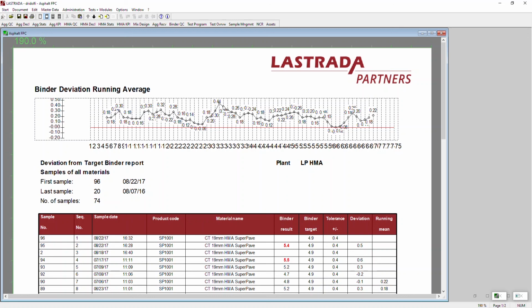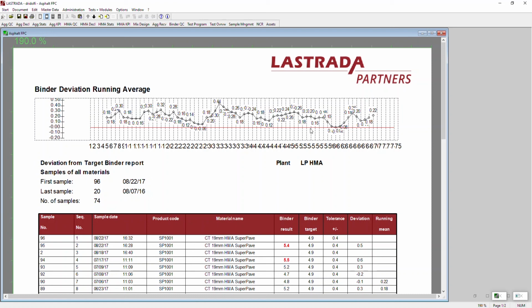So when I look at this 0.44 value here, that means there are 4 tests that average 0.44 above the target. And only at one point in the 70-something data points do we see that the plant is actually on target as a running mean or on average. So there were only 7 failing tests in a 12-month period for binder content, which is considered successful.